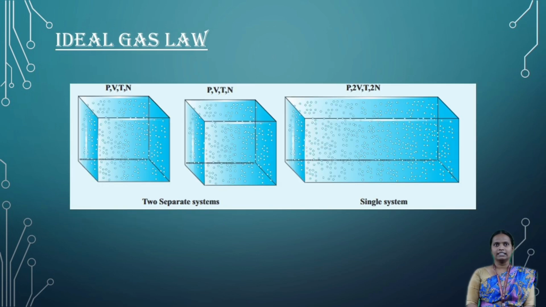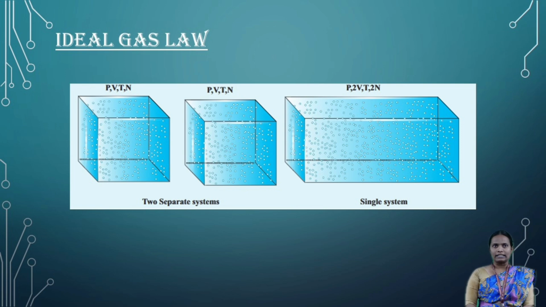The next slide is ideal gas law. The ideal gas law states that for a given amount of gas, the pressure of the gas is directly proportional to its absolute temperature and inversely proportional to its volume.